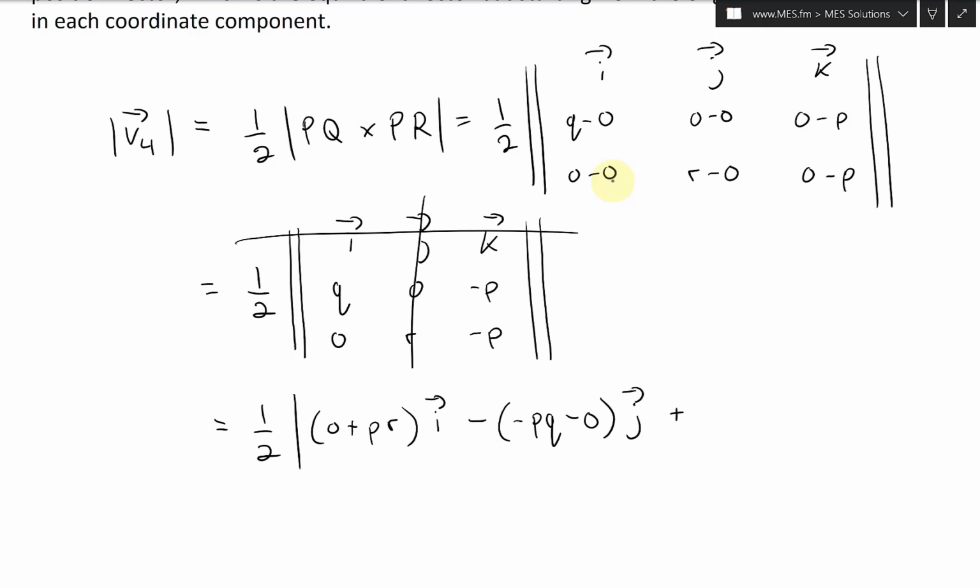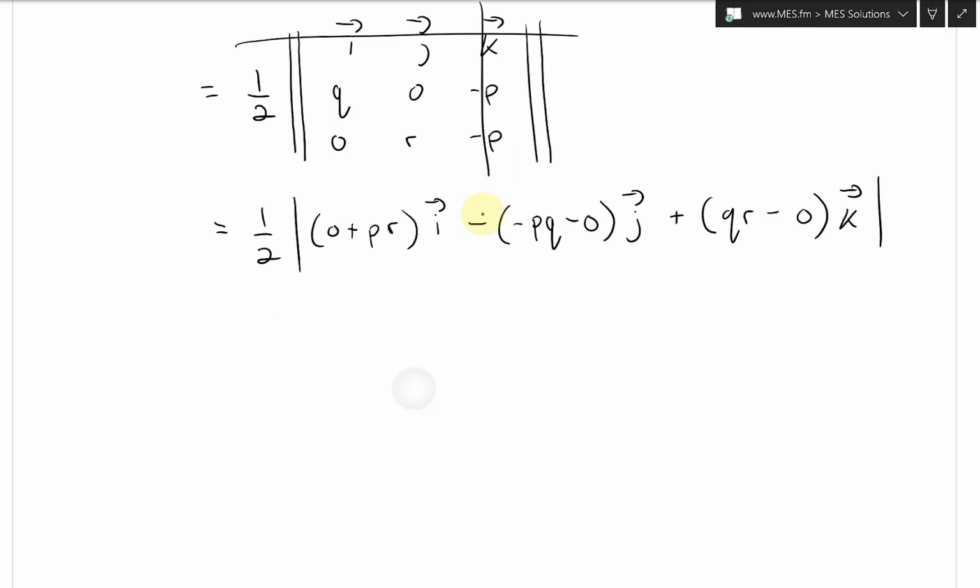Now the next one is going to be plus, cross this out. So we're going to have qr minus 0 times 0, 0, and then this is k, like that. That's fascinating stuff. And then put the length, this dot here. Alright, so we have that. So this equals, simplify everything, cross like that.